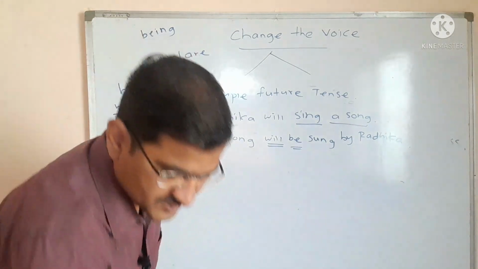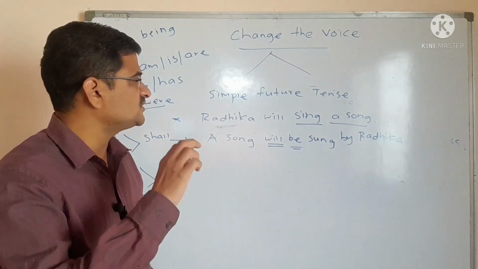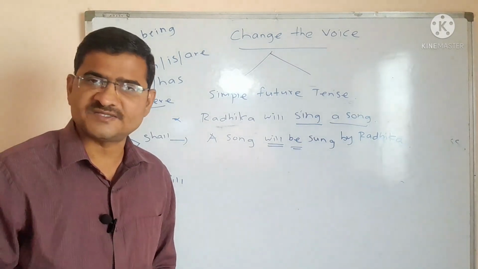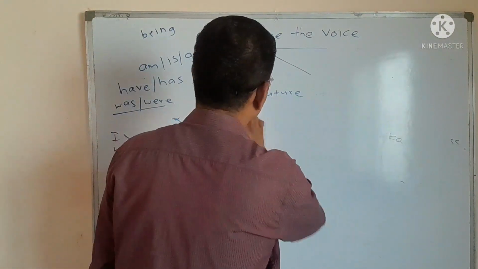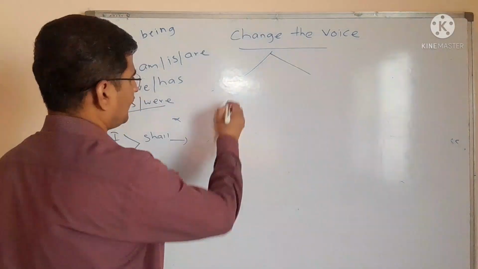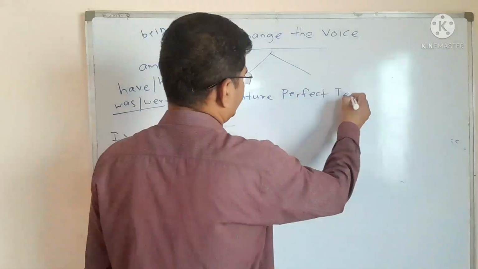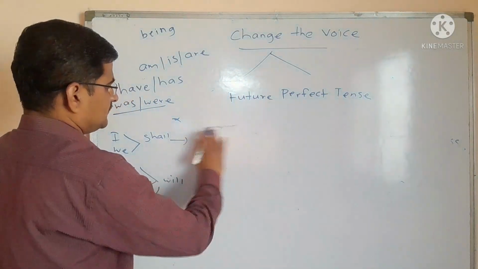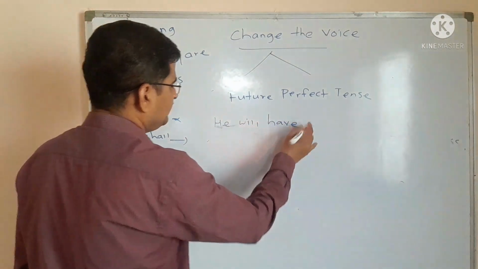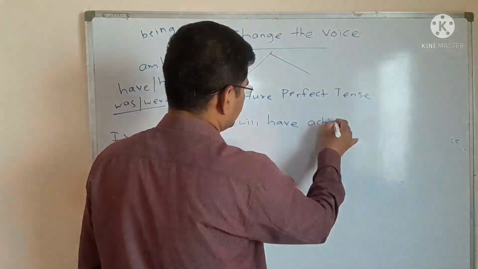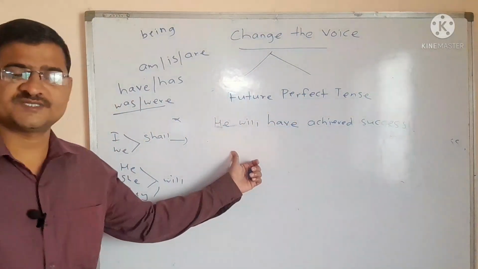Now we will turn towards the next tense. We cannot convert the sentences of future continuous tense into the passive voice. The next tense is future perfect tense. Future perfect tense. He will have achieved success.